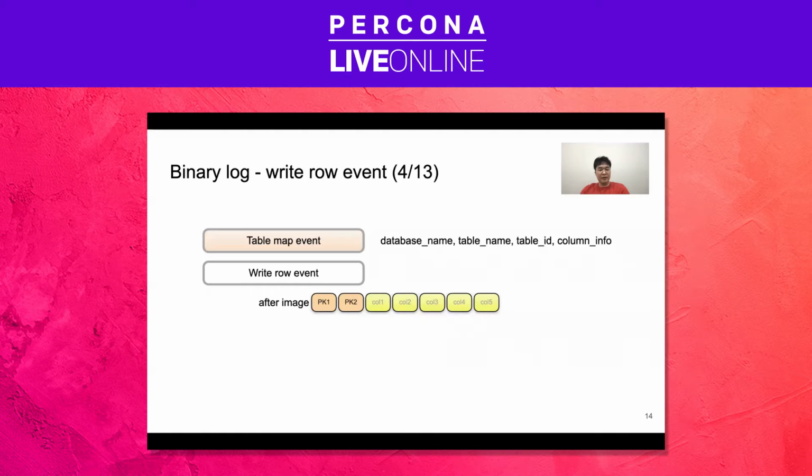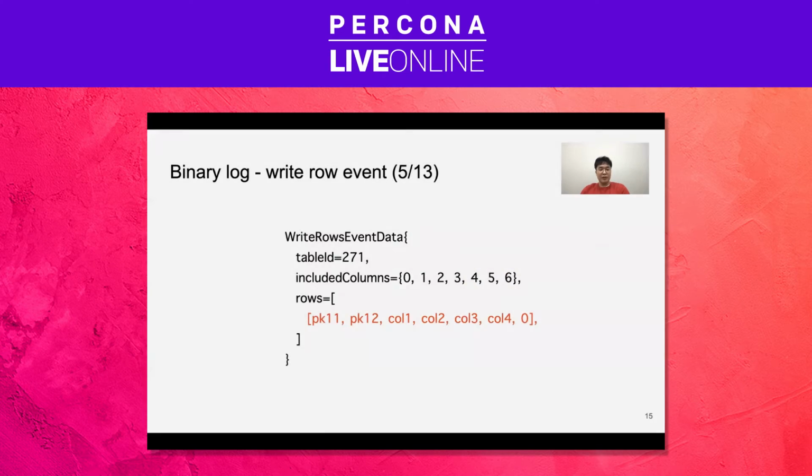This is the write row event, and it is after the table map event. This includes the inserted row contents. This is a sample in JSON format.